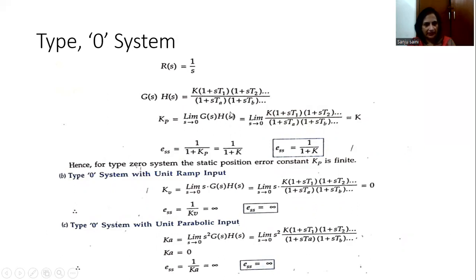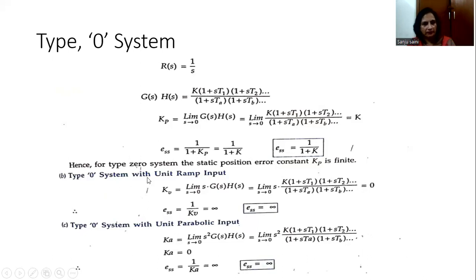It will be given as the limit of G(s)H(s) as s tends to 0. So G(s)H(s) is this, and as s tends to 0, we are left with K. So the steady state error will be equal to 1 divided by 1 plus Kp. Kp comes out equal to K, so the steady state error is equal to 1 divided by 1 plus K.